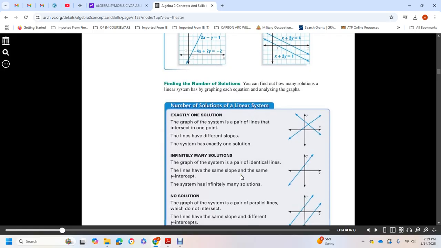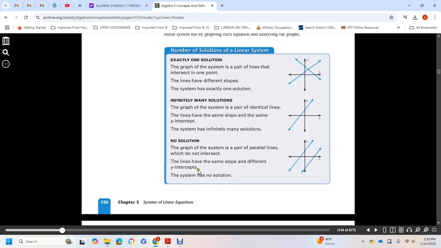The lines have different slopes, so the system has exactly one solution. Infinitely many solutions: the graph of the system is a pair of identical lines. The lines have the same slope and the same y-intercept. The system has infinitely many solutions.